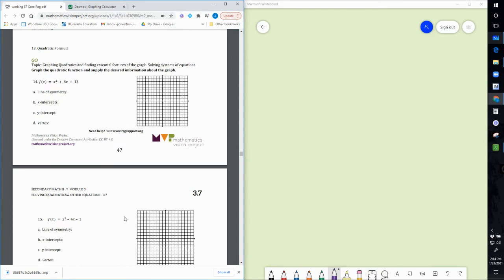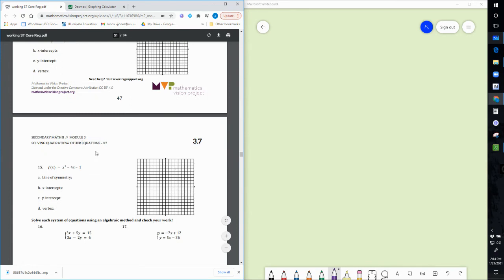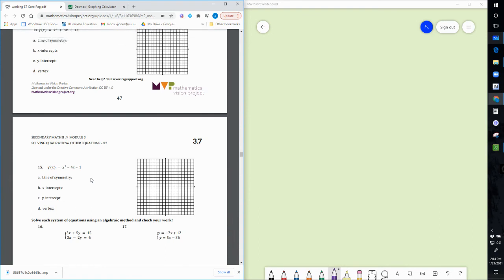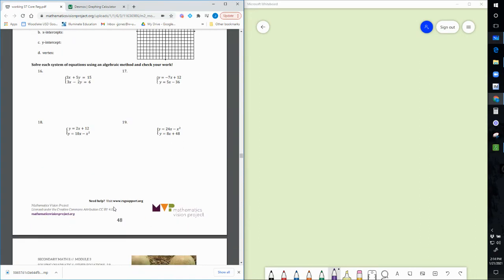All right, next, the go section. That's always just some review stuff. It says graph the quadratic function and supply the information. So you should be able to graph this. It wants x-intercepts, y-intercepts, vertex, and axis of symmetry. So check your work with Desmos. But 14 and 15, you should be able to graph those. If you have to factor them, see where the x-intercepts are, you guys should have the skills at this point to graph them.